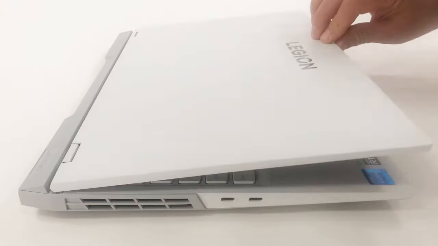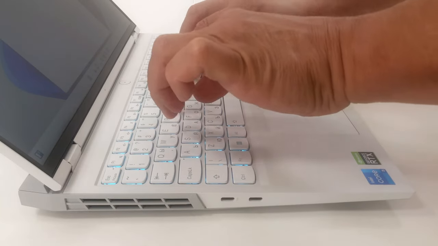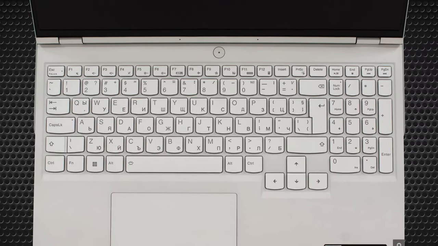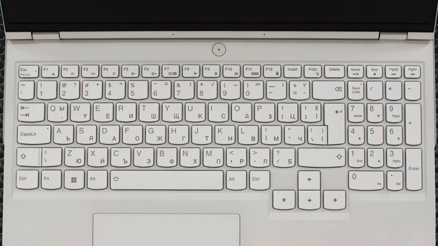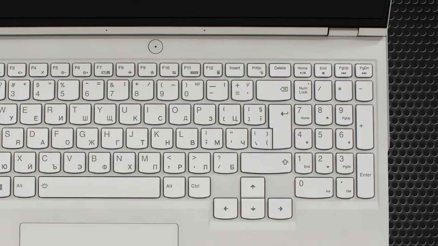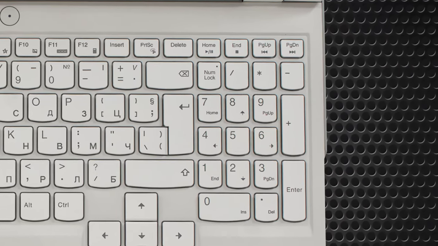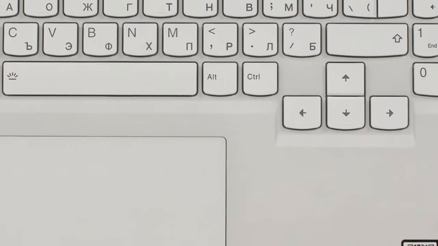The lid can be opened with one hand, revealing the same keyboard from last year. It's also found on all other Legion devices and is one of the best keyboards out there, with long key travel and clicky feedback. No professional laptop of this size comes without a numpad, so we're happy to see one. The touchpad has a Mylar surface and spans a decent area. It's smooth and accurate.